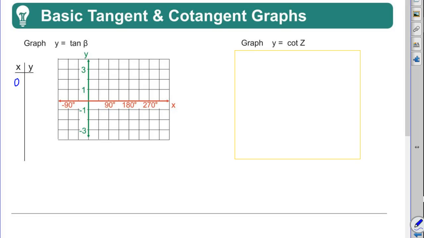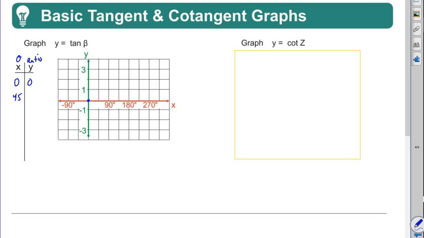All right, so remember, X is the angle, right? And Y is the ratio. All right, so if you put in a 0-degree angle and hit the tangent button, you're going to get 0. So the tangent of 0 is 0, and that would be that point right there.